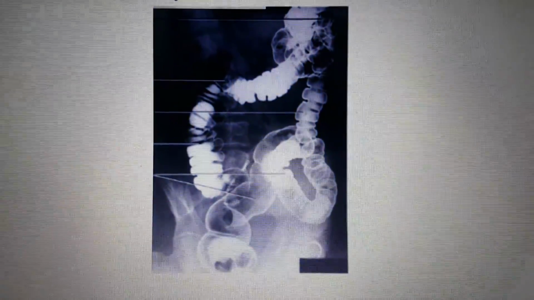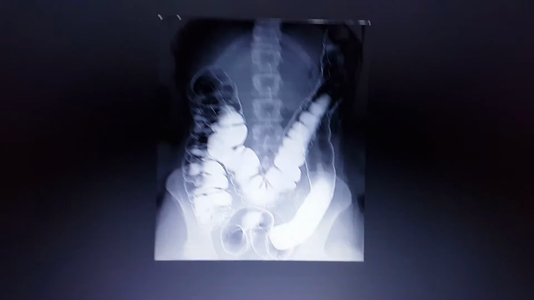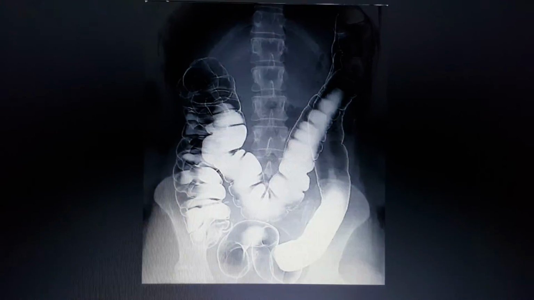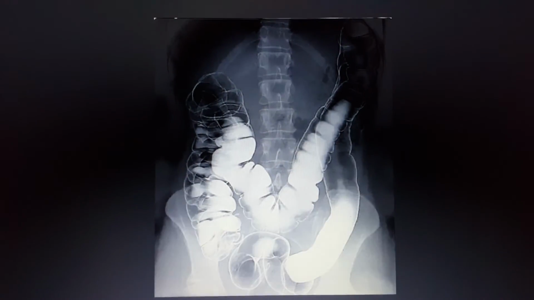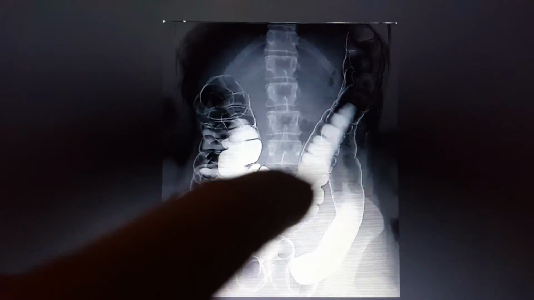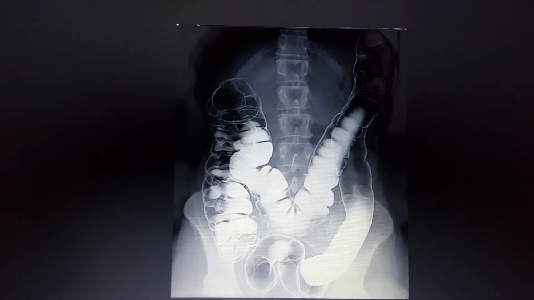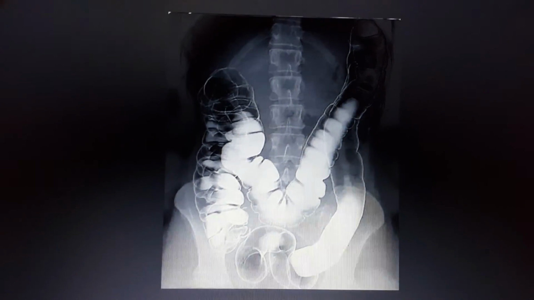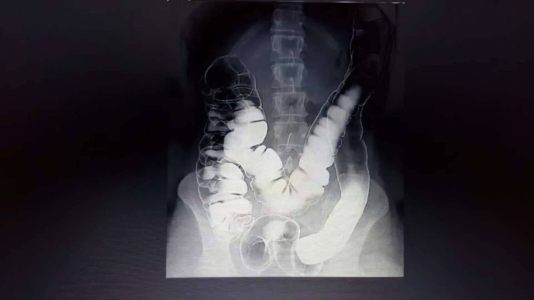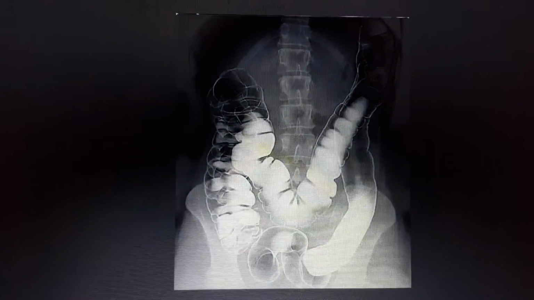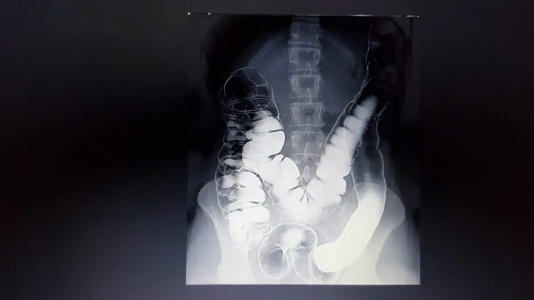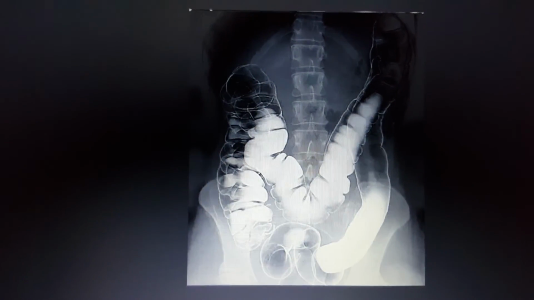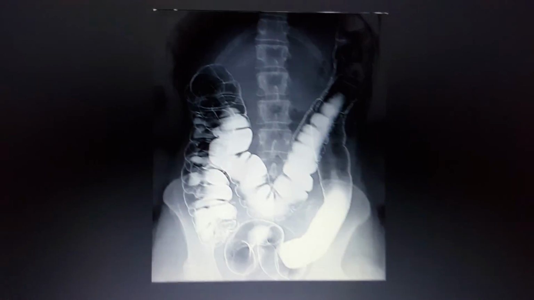The next image is the PA. And for the PA, you want to see the transverse colon filled with barium, no rotation, the entire colon demonstrated, and proper exposure. And you'd want a marker also in your image.